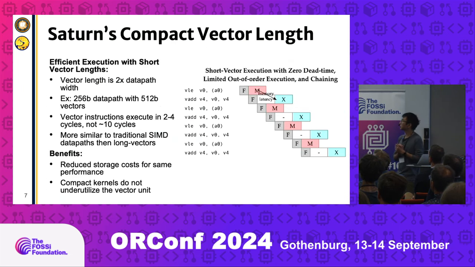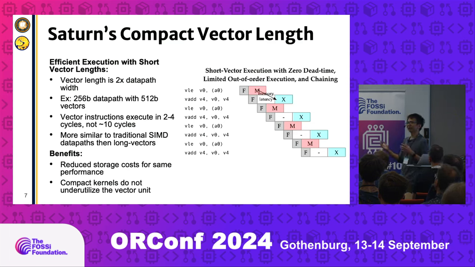With Saturn, we're focusing on efficient vector execution with short vector length. So we're focusing on a regime where the architectural vector length is around 2x the data path width. So for instance, if we build a machine where the data path width is 256 bits, our architectural vector length, or each vector register, is going to be 512 bits wide. And this, of course, means that vector instructions will tend to execute in on the order of ones, like two or four cycles, instead of 10 plus cycles.